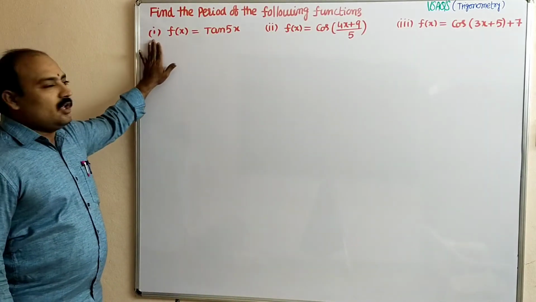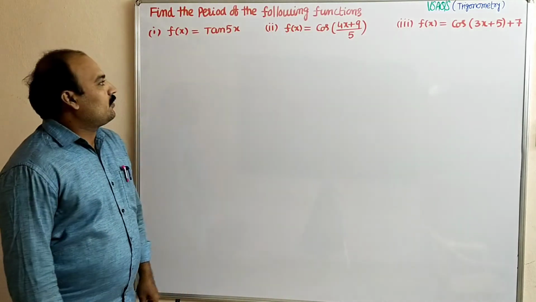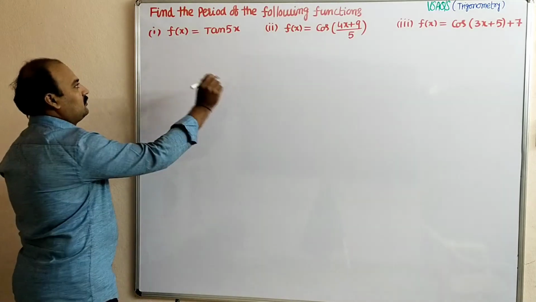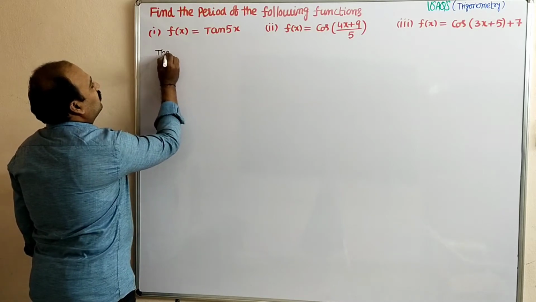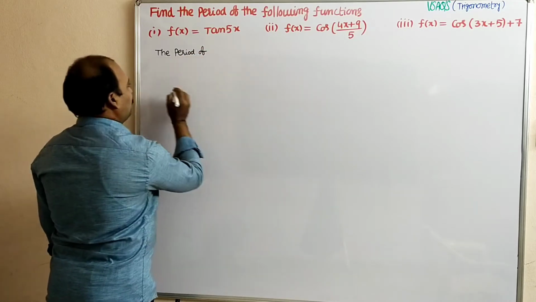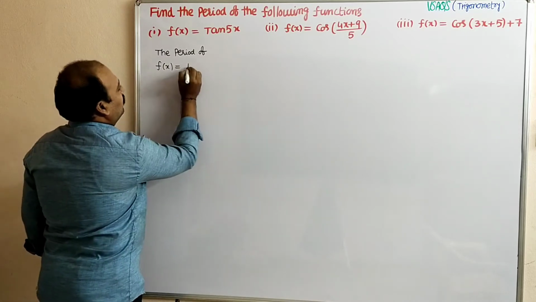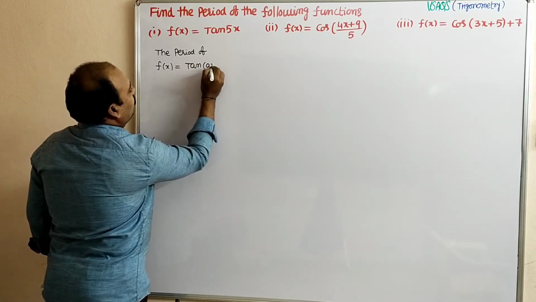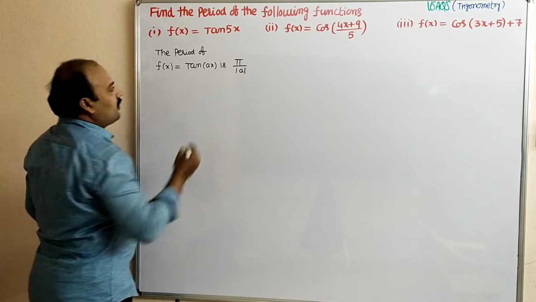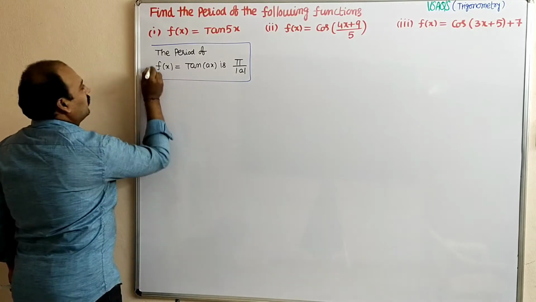The first question. If f of x equal to tan 5x, then find the period of the function. So here, what is the periodicity of the function tan x? The period of f of x equal to tan ax is pi by mod a. This is the formula. For writing this formula only, 1 mark.